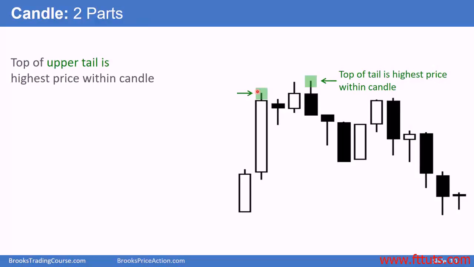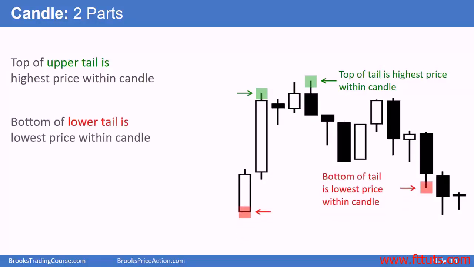Look at this green box. That is the high of the bar. That's the highest trade that took place during this 5 minutes. And I call that line above the rectangle a tail. Here's another tail up here. Here's a tail below a bar. And it's simply the highest price or the lowest price that took place during the bar.